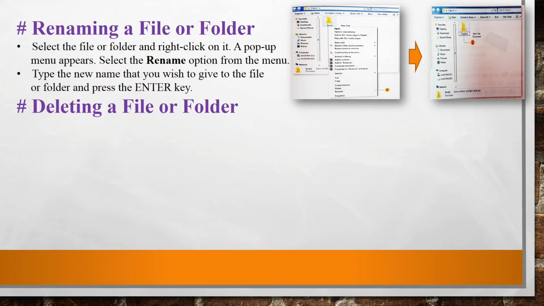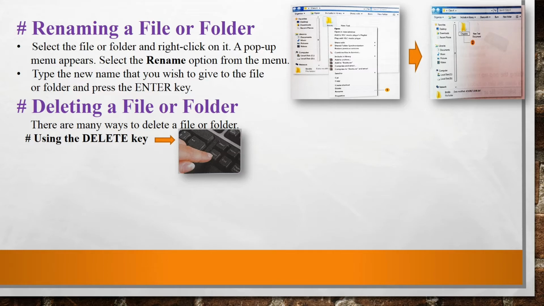Deleting a file or folder. When you organize the contents of a folder, disk or the desktop, you might find some files or folders that you no longer need. You can delete these items or remove them from the disk or folder. There are many ways to delete a file or folder. Number 1. Using the delete key. The easiest way to delete files and folders is by using the delete key from the keyboard. To delete files or folders, first you need to select the files or folders which you want to delete and press the delete key from the keyboard.